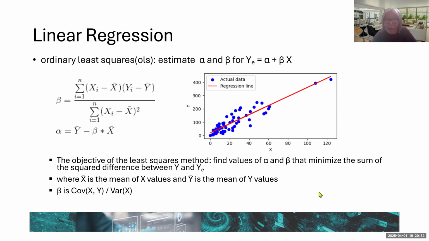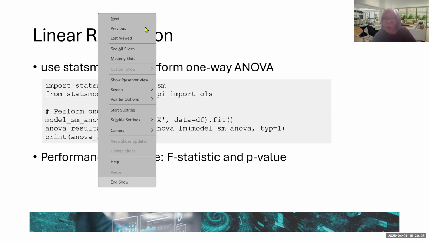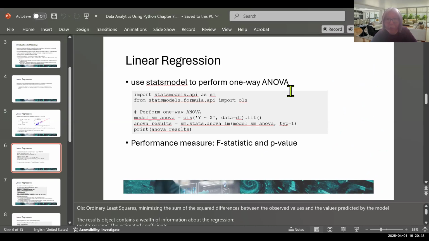Okay, so that's linear regression. We use a statistics model, and we can also use a machine learning model. And so we are going to take a look at our code.